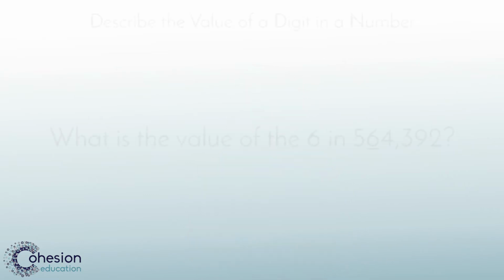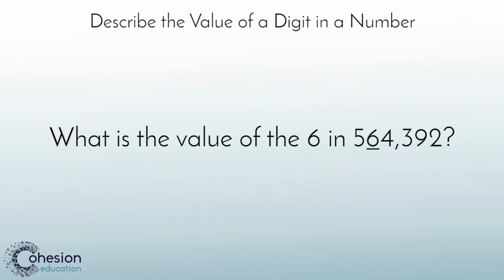Within this concept, the main task for students is to describe the value of a digit in a number. For example, what is the value of a 6 in 564,392? To be successful, students need an underlying grasp of place value, specifically knowing the location of the ones, tens, hundreds, thousands, 10,000s, and 100,000s place.